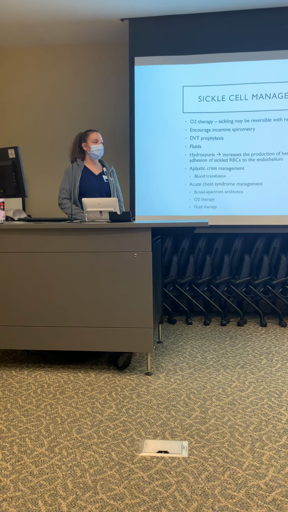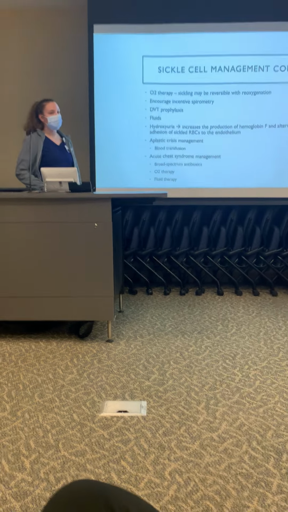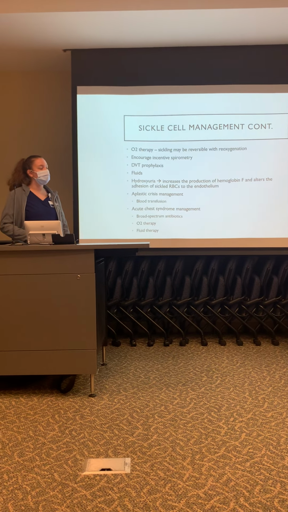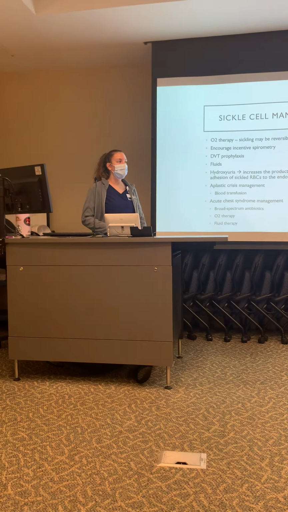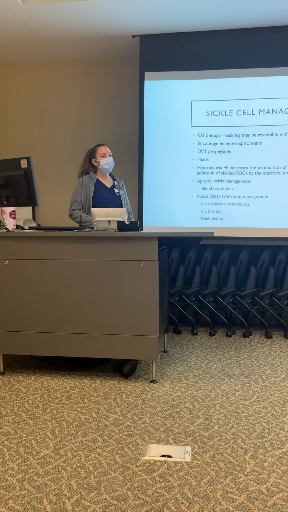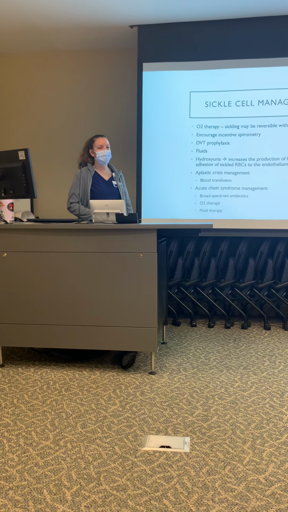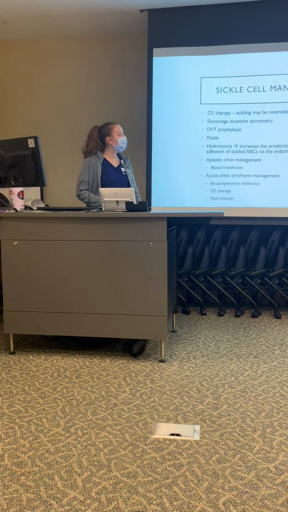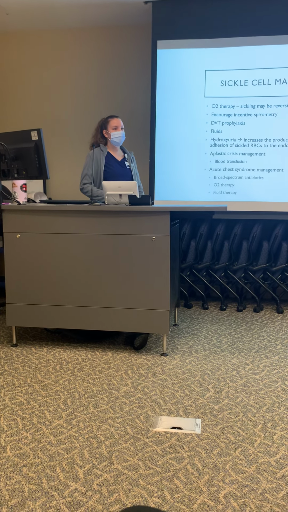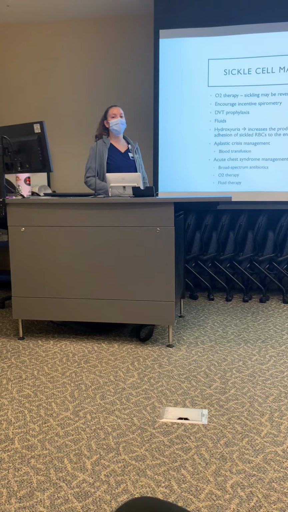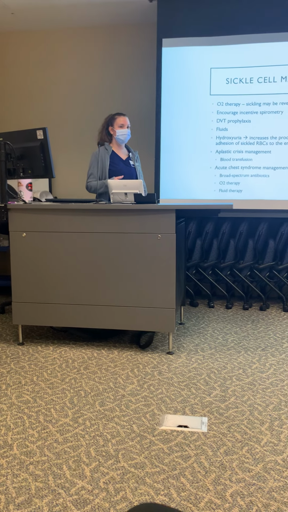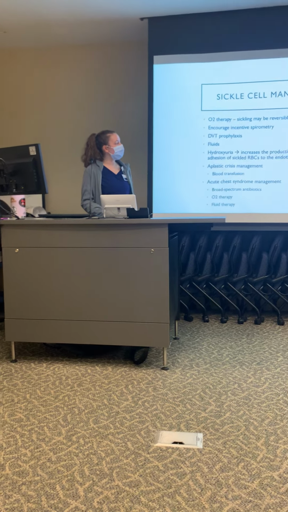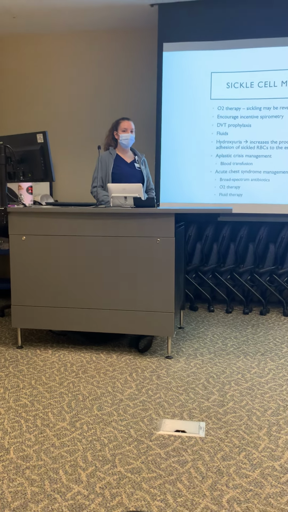Additional management that we want to consider is oxygen therapy. Initially and early on, sickling may be reversible with reoxygenation. So we want to keep a close eye on the patient's oxygen saturations and make sure that we're providing them with oxygen if they need it, and encouraging incentive spirometry. That is another thing we can do to help the patient take deep breaths and increase their oxygen on their own. DVT prophylaxis helps prevent those blood clots.